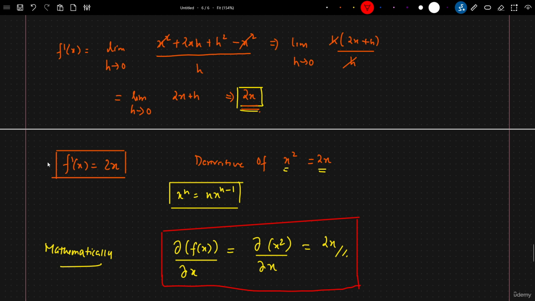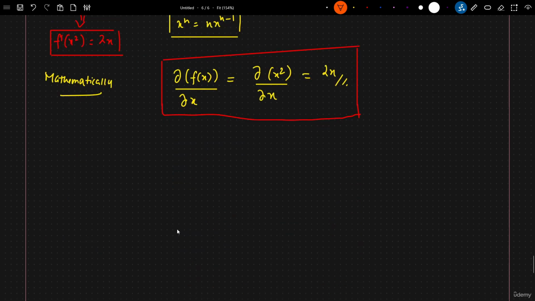But in short, what we have done is that we have just found out that f dash of x is nothing but 2x. This I have just written f dash of x, but this has to be f dash of x square, which equals 2x. And finally, I get this specific output.